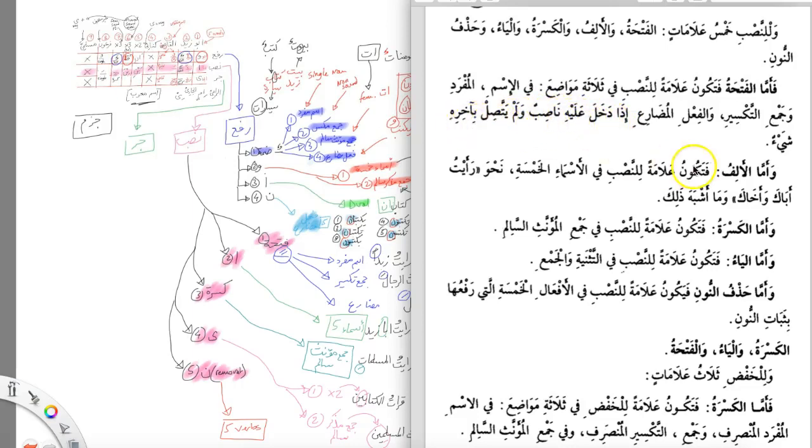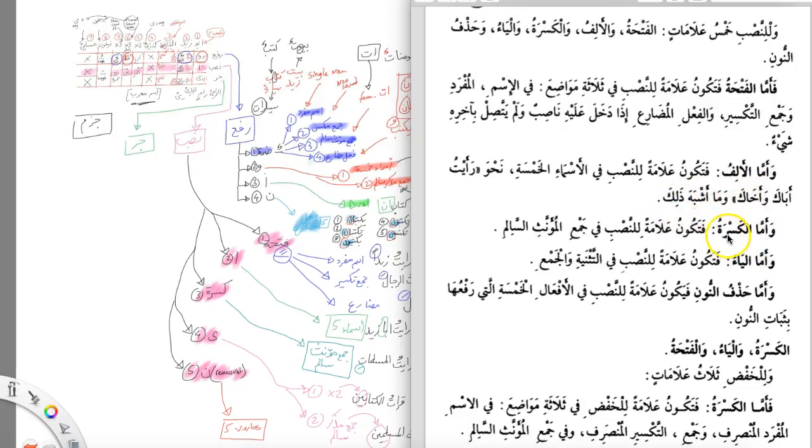وَلَمْ يَتَّصِلْ بِآخِرِ شَيْءٍ, and there's no extra word at the end. There's no extra word at the end means there's no noon. That's just another way of saying there's no noon at the end. Okay. وَأَمَّا الْأَلِفُ, as for alif, فَتَكُونُ عَلَامَةً, this is a sign للنصب في الأسماء الخمسة, in the 5 أسماء. نحو رأيت أباك, I saw your father, وأخاك, and your brother. So notice أباك أخاك with alif. وما أشبه ذلك, and that which is similar to this, meaning those 5.